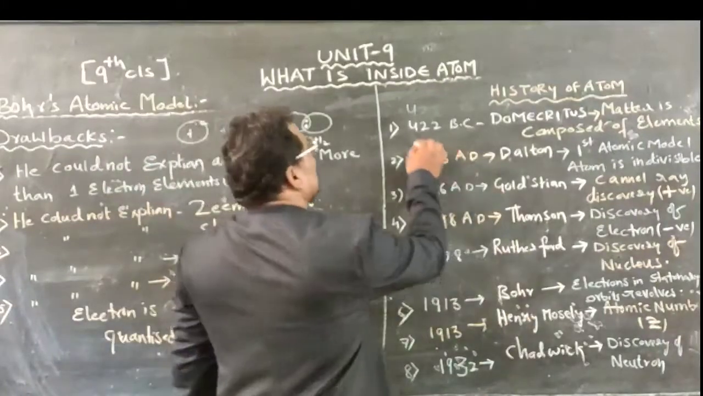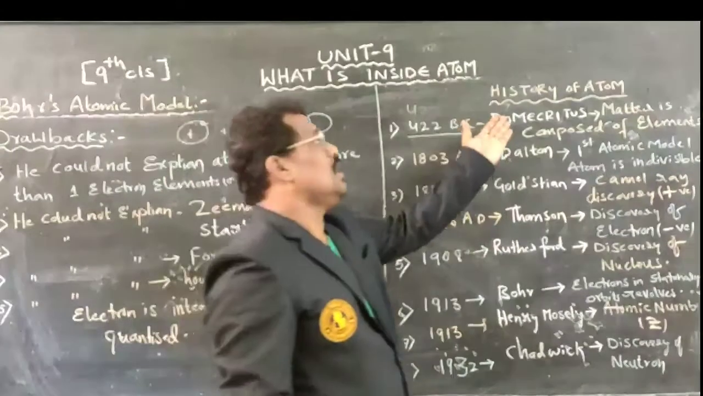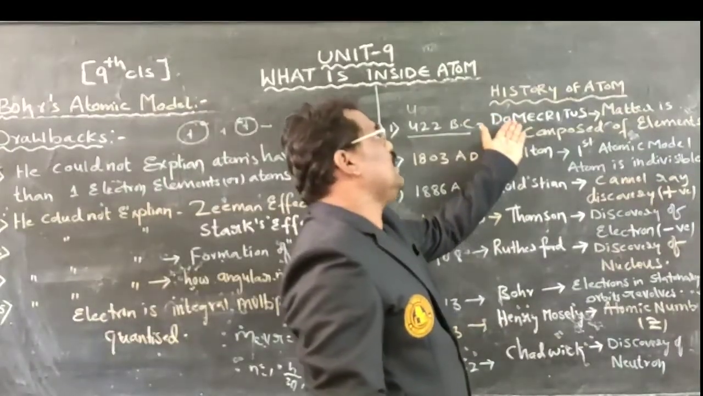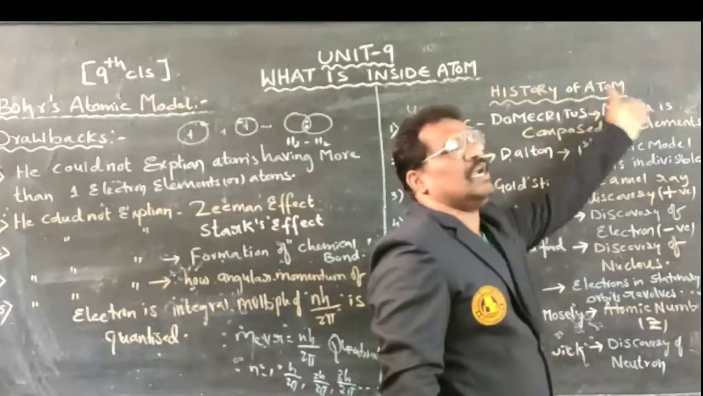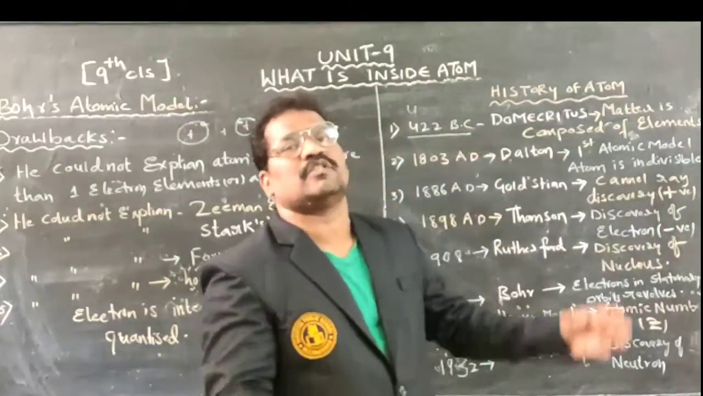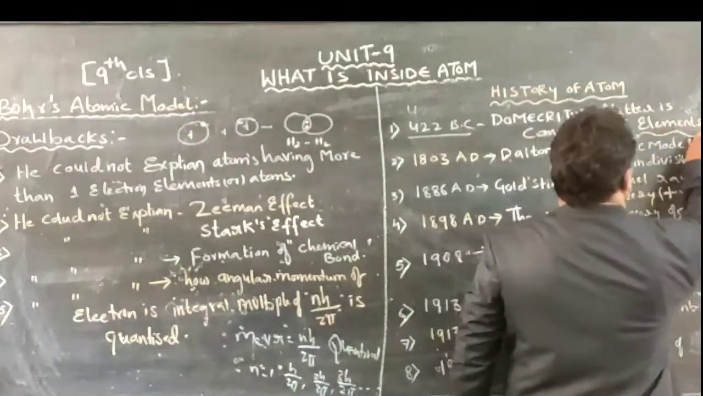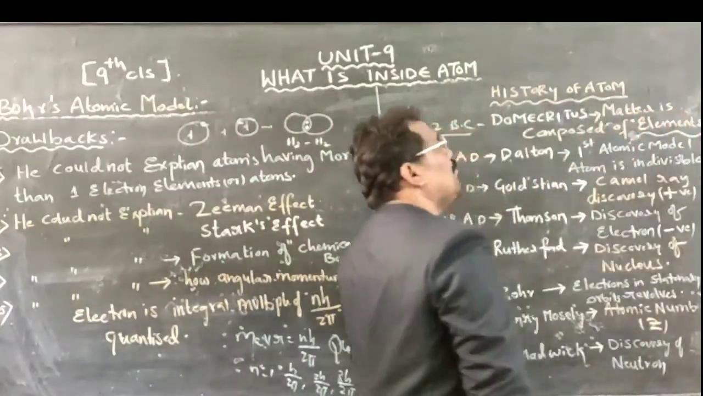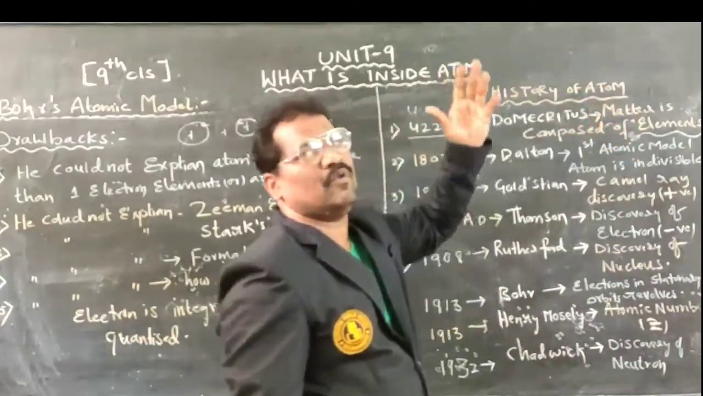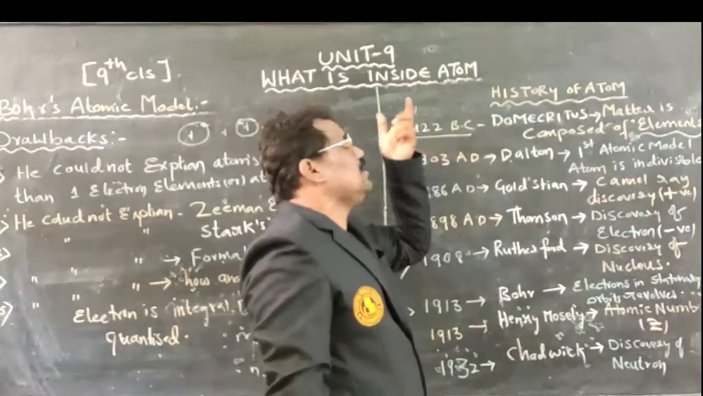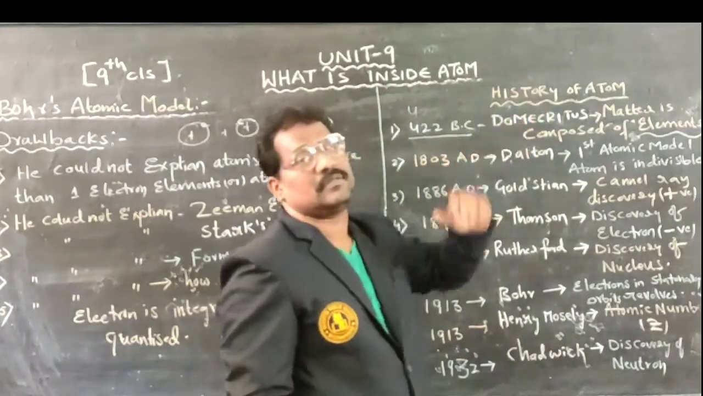In the year 422 BC, before Christ, a scientist called Democritus came into existence and he said that matter is composed of indivisible material called elements. With that the matter is composed. That was the concept given in the year 422 before Christ by Democritus.